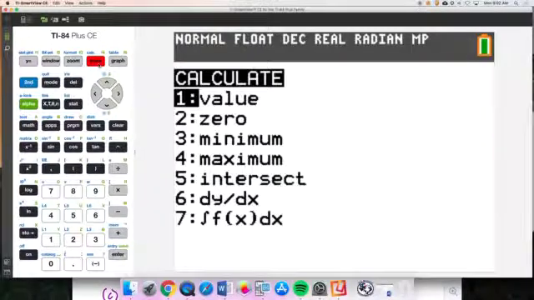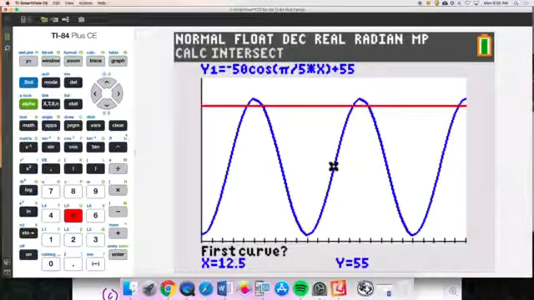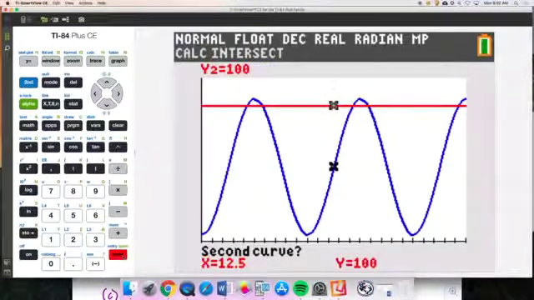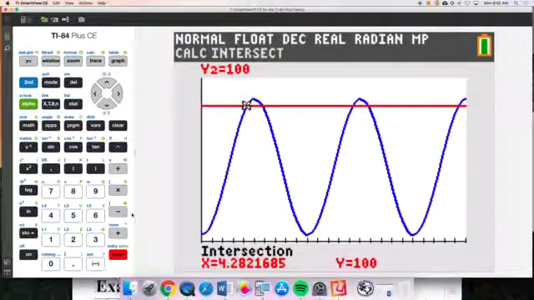Second trace number 5, right? Intersection. Is this the first curve? Yeah. Is this the second curve? Hit enter. Yeah. Now for the guess, I'm going to scroll. It's easier to scroll in a straight line. So there it is. I'm pretty close to that one. I'll hit enter. It's 4.282. So on my iPad paper, I'm going to write t equals 4.282.